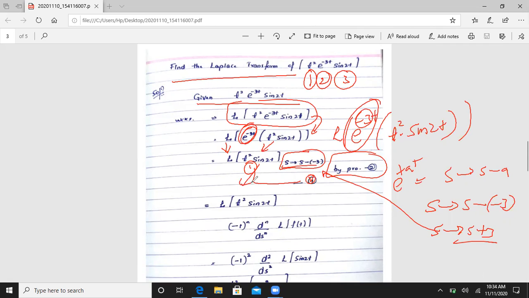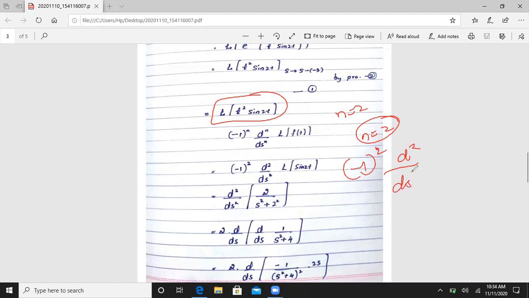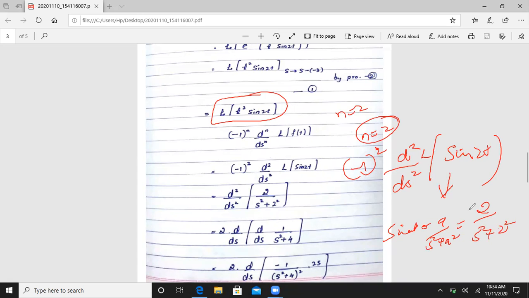Laplace transformation of t square into sin 2t. Here the n value is 2. So wherever the n function is there, we will substitute 2, that is minus 1 to the power 2, d to the power 2 divided by ds to the power 2 into Laplace transformation of sin 2t. The sin 2t value you know already, sin at value is a divided by s square plus a square, so this function is 2 divided by s square plus 2 square. This function I write here.